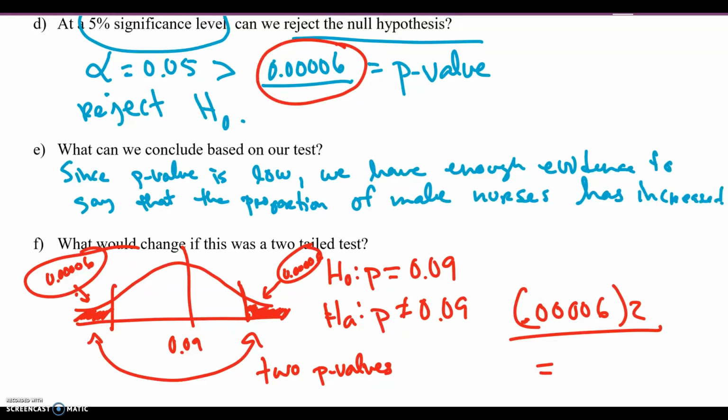So our p-value would change from 0.00006 to 0.00012. So now my p-value would actually increase, because we're multiplying it by 2. That's the only time you would do that, because you have a not-equal-to, which means you have two different p-values. Your p-value can be on the left-hand side or the right-hand side. Okay, so hopefully this helps.